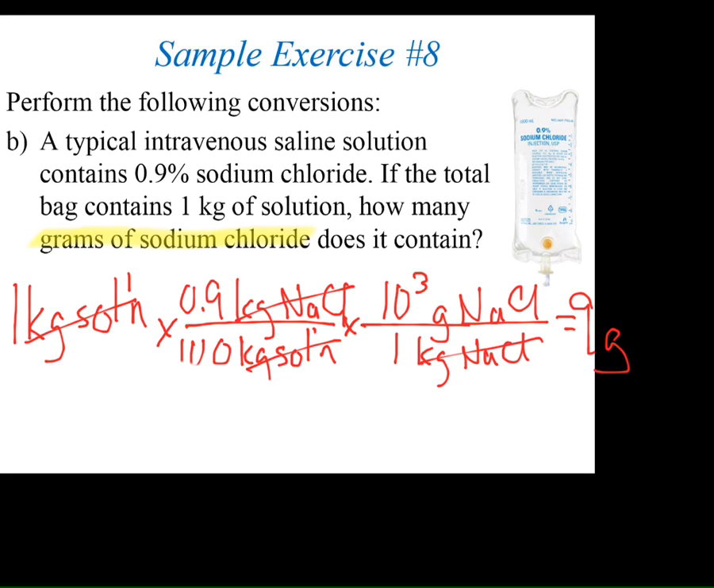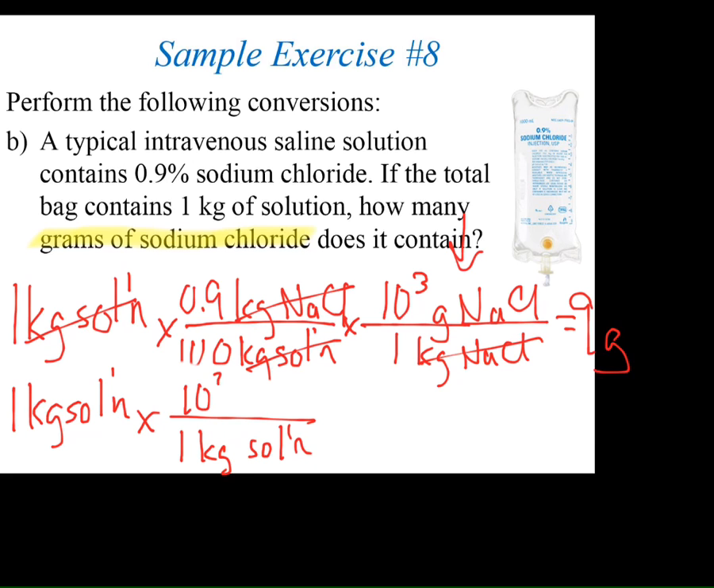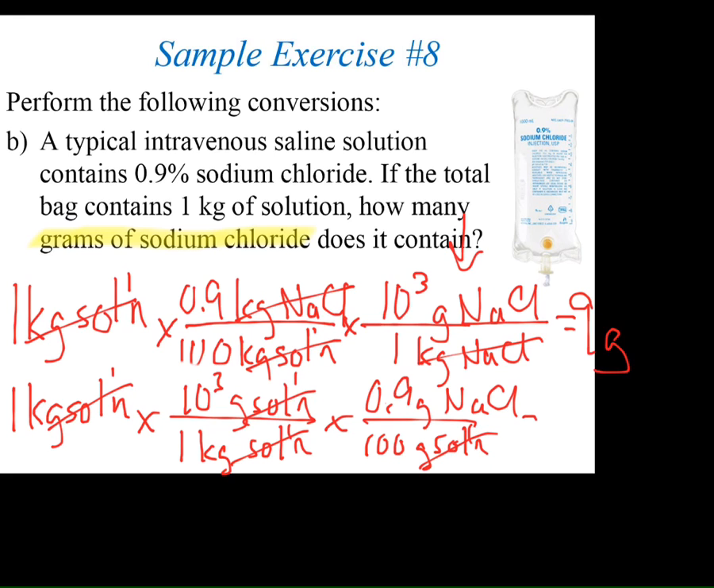Okay, now let me just show you the other way, just to prove to you that it works, even though I don't really have time, but I want to do it anyway. 1 kilogram of solution. Again, I could have done kilograms to grams first. I could have said, for every 1 kilogram of solution, there's 10 to the third grams of solution. Then I could have used a percentage here and said, for every 100 grams of solution, there's 0.9 grams of sodium chloride, and you still would have got 9 grams. Okay, let's think about that for a second.